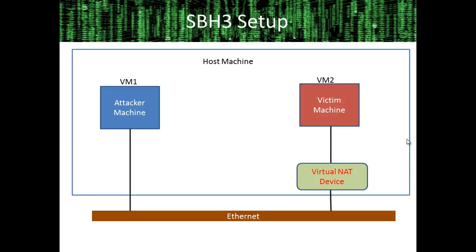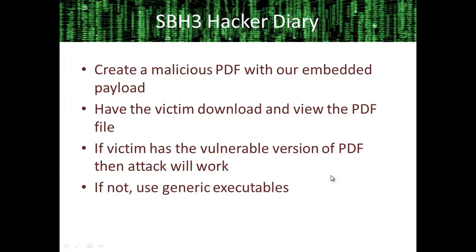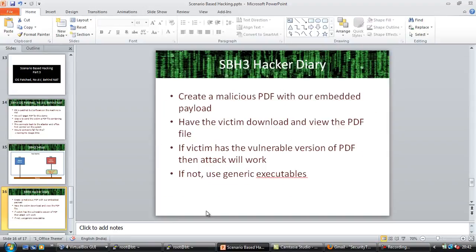So what is going to be the setup for SBH3? This is exactly the same setup as SBH2, where we have the attacker machine running BackTrack and the victim machine running Windows XP behind the NAT device. So how would this work? Well, we'll create a malicious PDF and embed our payload into it. We'll have the victim download and run it, view the PDF file that is. If the victim has the vulnerable version of PDF reader, then this attack would work. Else we'll look at other avenues.